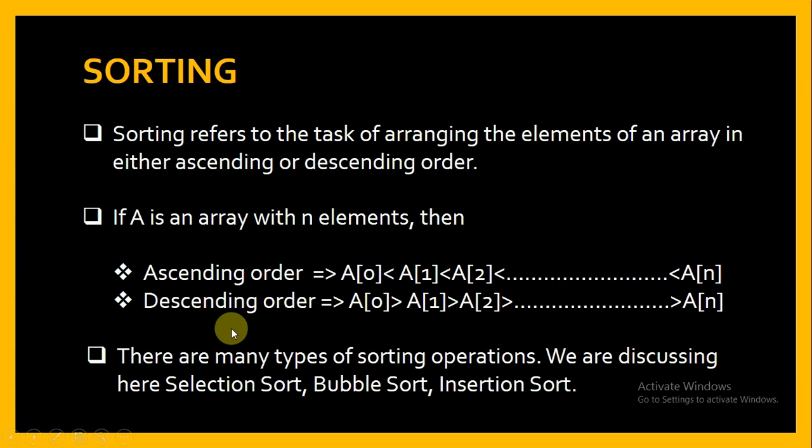In descending order, A0 is greater than A1, which is greater than A2, and so on. That is, the first element is the biggest element of the array, which is followed by the next element, which is the next biggest element, and so on. That is, all the elements of an array are arranged in decreasing order.